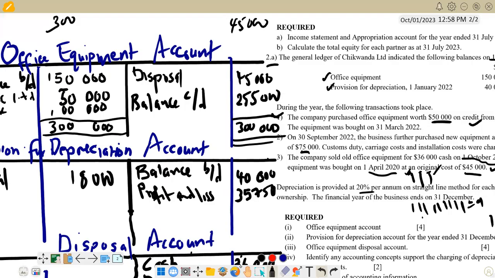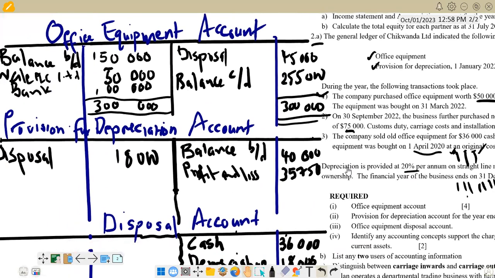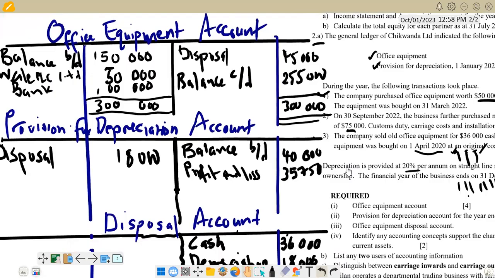And then we go to provision for depreciation. We are going to do the same thing. So if we add the credit side, we've got 40,000, then we add 35,750. Those are the two that we have. Then we get 75,750. That's on the credit.